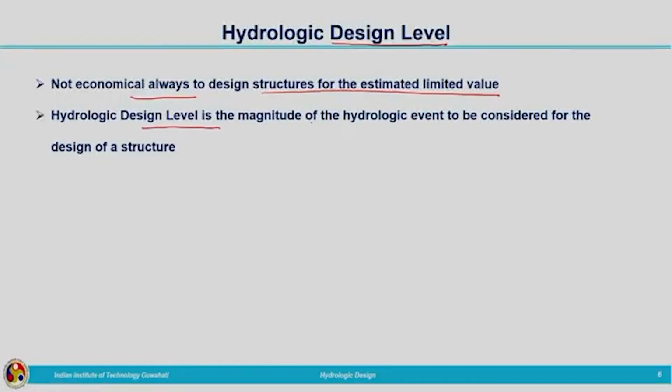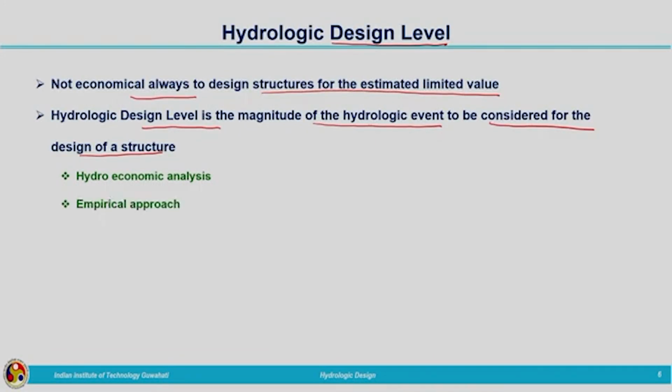Hydrologic design level is the magnitude of the hydrologic event to be considered for the design of a structure. So, this represents the magnitude of the event considered for the design of a particular hydrologic structure. That level will be different for different structures which we are going to design. There are different methodologies for the determination of this hydrologic design level. First one is hydroeconomic analysis, second one is empirical approach, and third one is risk analysis. So, three approaches are the hydroeconomic analysis, empirical approach and risk analysis.